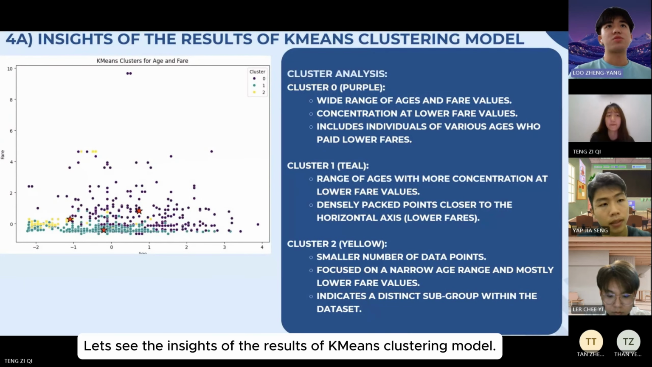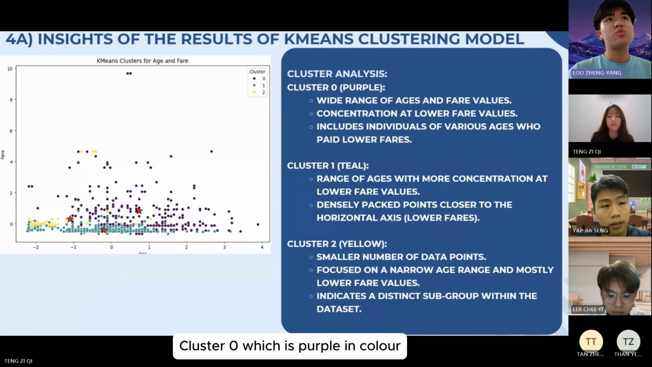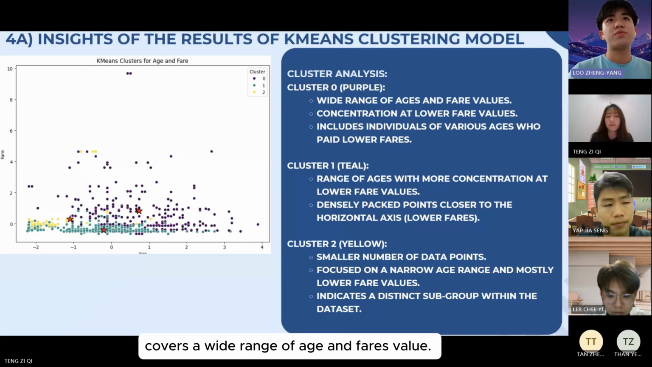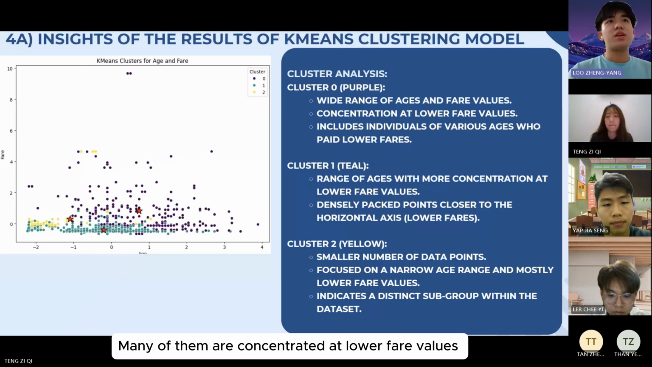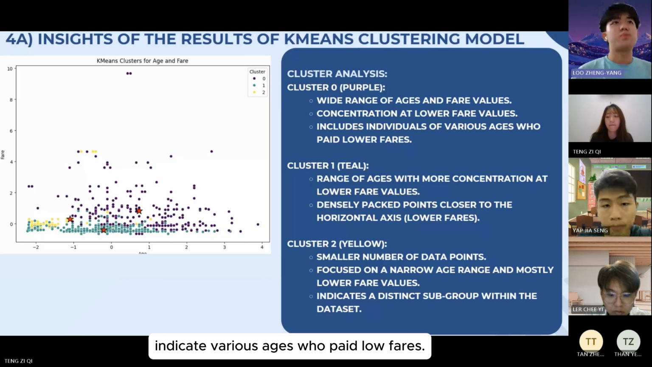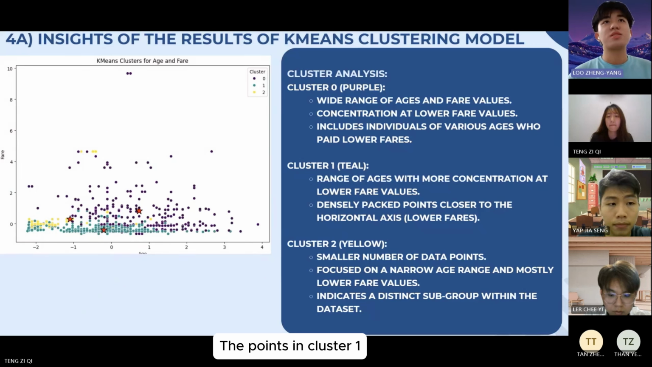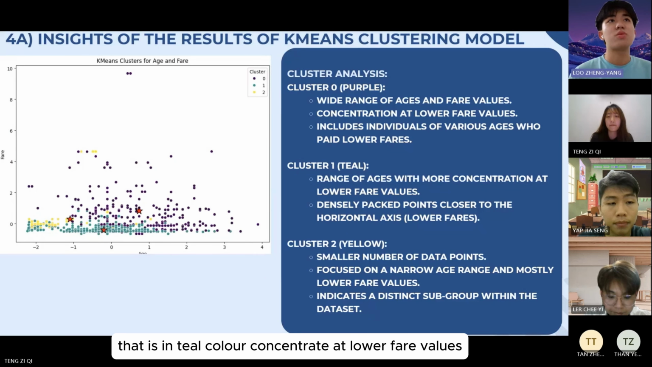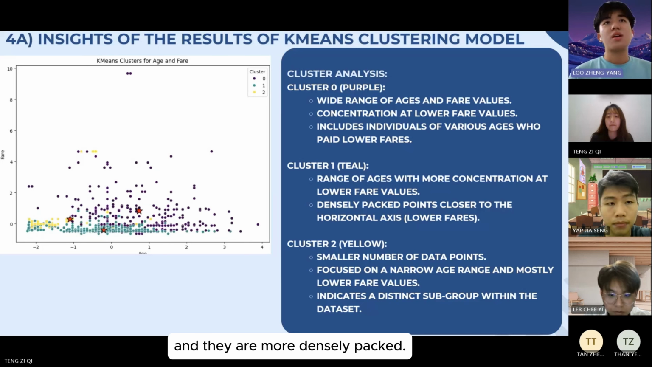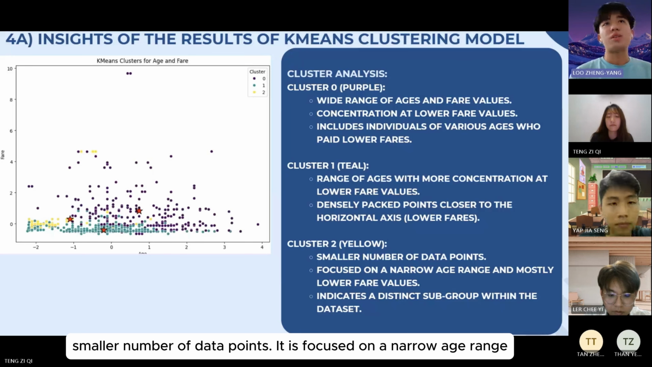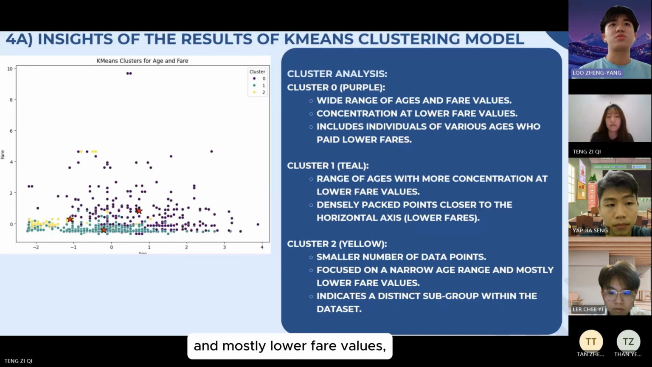Let's see the insights of the result of the K-means clustering model. Cluster 0, which is in purple color, covers a wide range of age and fare values. Many of them are concentrated at lower fare values, indicating various ages who paid a low fare. The points in cluster 1, in teal color, concentrate at lower fare values and are more densely packed. Cluster 2, in yellow color, contains a smaller number of data points. It focuses on a narrow age range and mostly lower fare values, indicating a distinct subgroup.